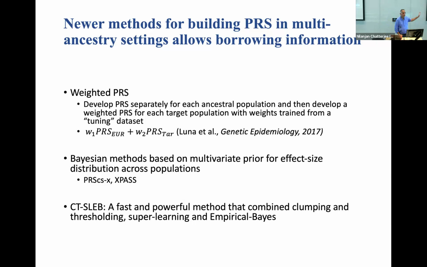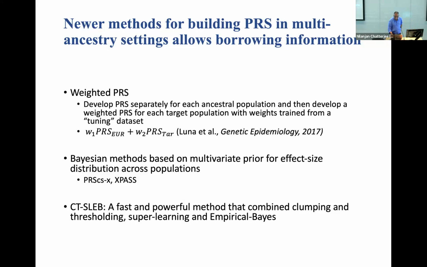Based on that idea, there are different methods. XPath is a method which basically assumes a multivariate normal for the effect size distribution, and with the multivariate normal, you can easily specify a correlation structure. PRS-CSx is the extension of PRS-CS, the continuous shrinkage prior, but again to a multivariate setting. And then we have been recently playing around with a couple of simple-minded methods that can potentially improve this. One of them is CT-SLEB.